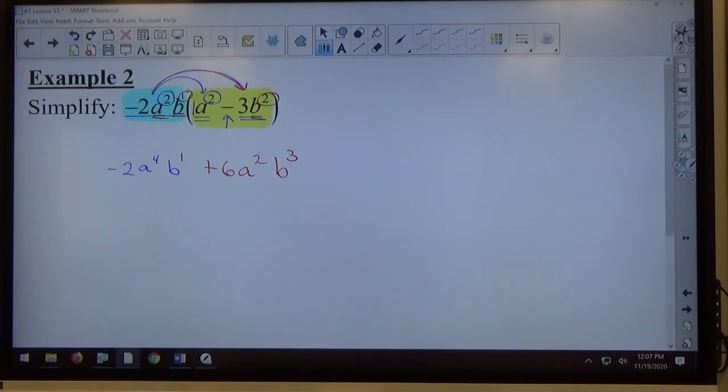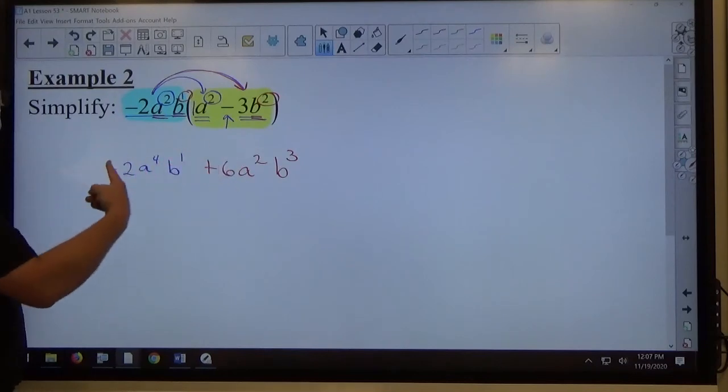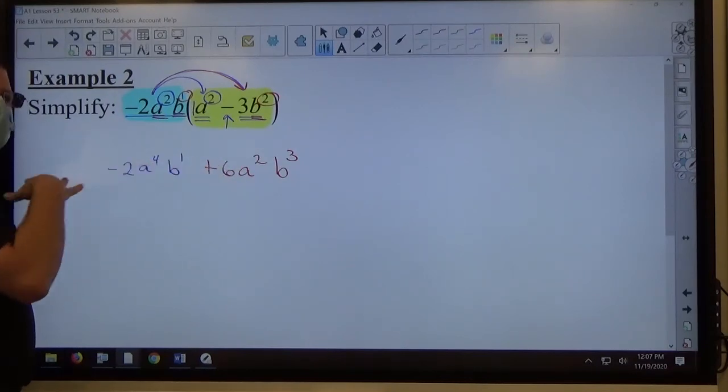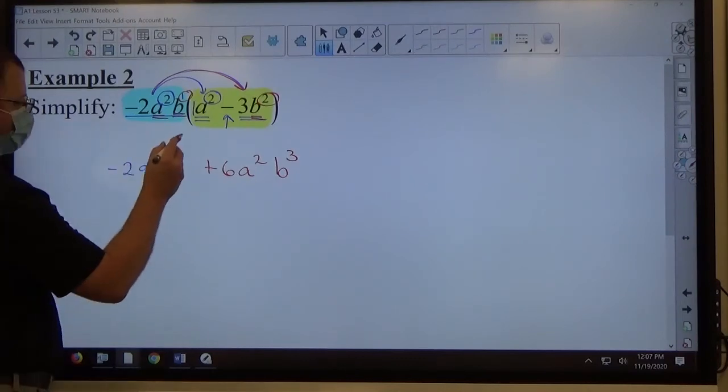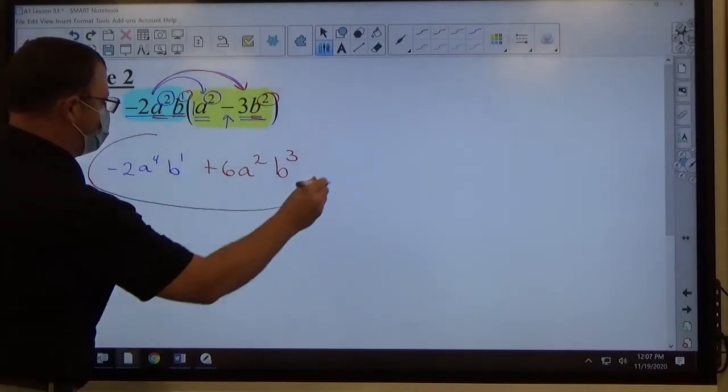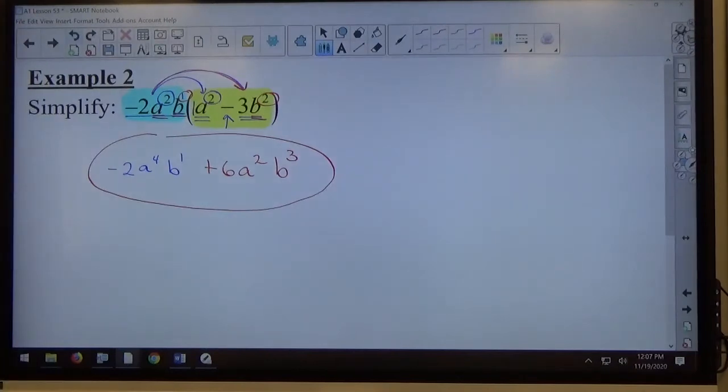The power to a power thing didn't happen, the negative powers didn't happen, the multiplication is happening, so I went ahead and took care of it right here. Again, there's no division happening, so we don't have to worry about the whole division thing. So that's the final answer. That's the best we can possibly do. Powers don't match, addition, subtraction is illegal.